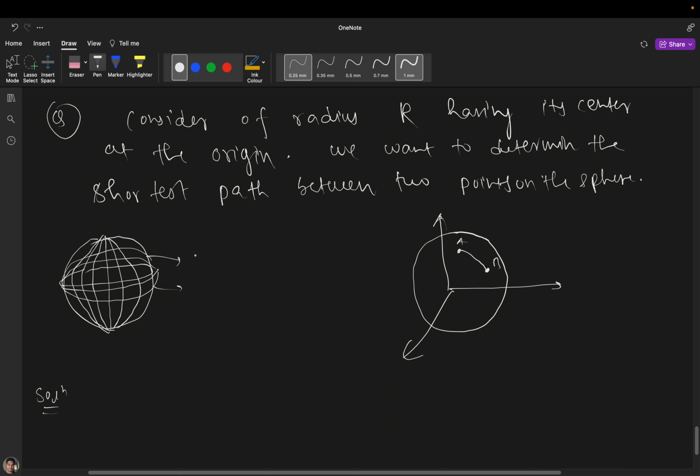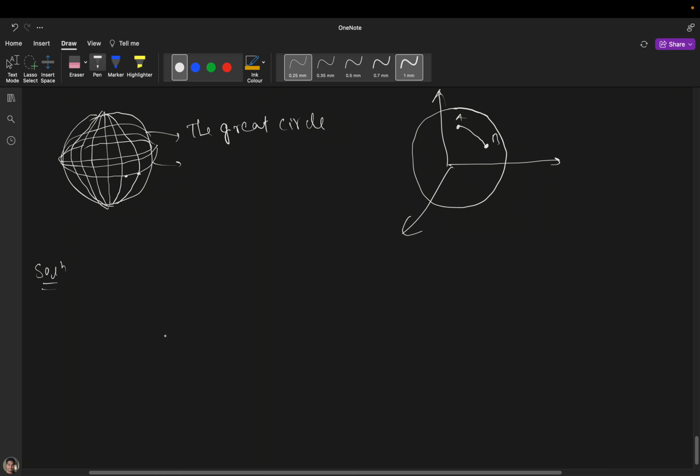If you take any 2 points on this circle, then that distance will be the shortest, and that is called what? The great circle. Okay, those circles are called the great circle. Yes, sir.